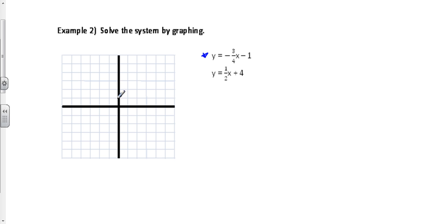If we use what we've been working on in our last chapter, y-intercept is -1. Our slope is, I want to put the negative with the 3, so it's more obvious, -3/4, so down 3, to the right 4. And we graph that line.